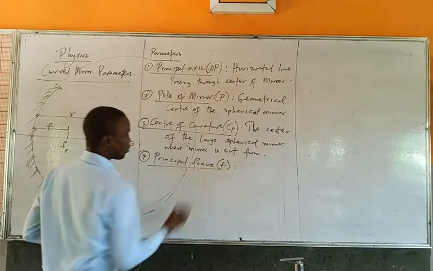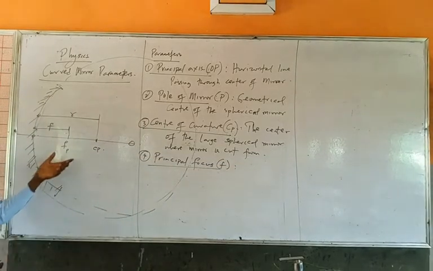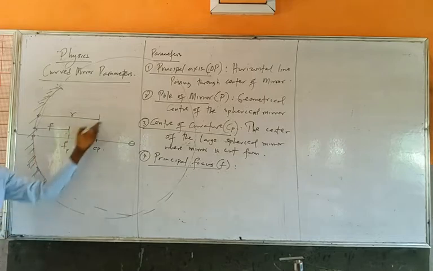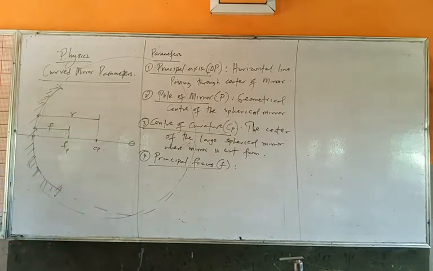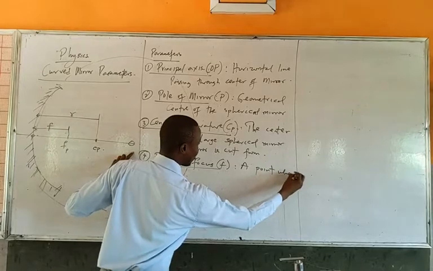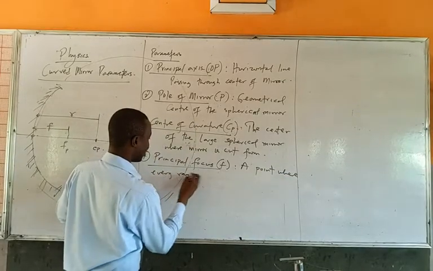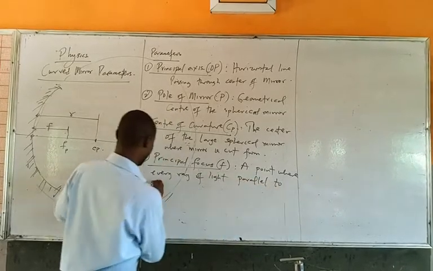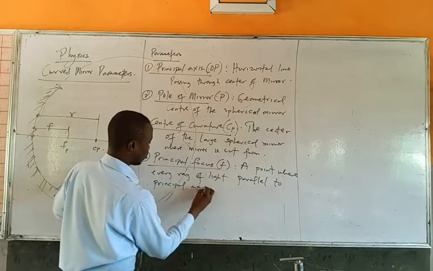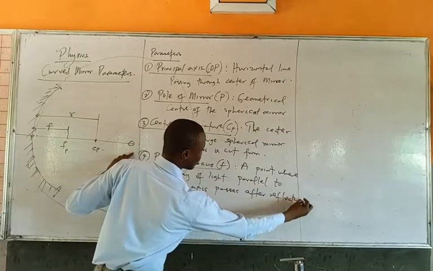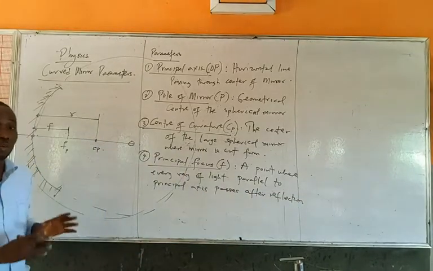The principal focus F is half of the radius of curvature, or rather is a point where every ray of light parallel to the principal axis passes after reflection. What do I mean? I'm going to show you this in the diagram, because the principal axis is one of the major points when it comes to a curved mirror.